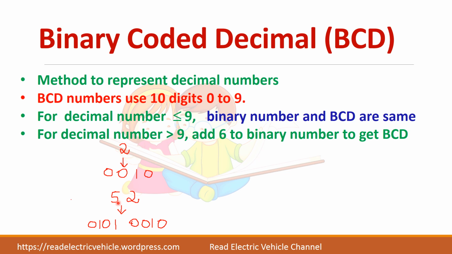But if you take a number 52, which is greater than 9, you see here for this 5 separately 0101 is written. It is actually the binary equivalent of 5. And for this 2, I have to write 0010, that is 2. So in BCD, we will write the numbers separately. You split the decimal numbers and write the binary equivalent separately.